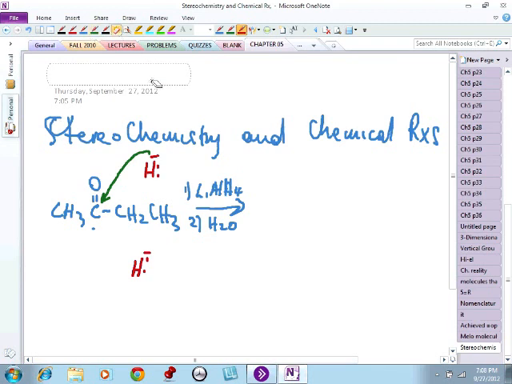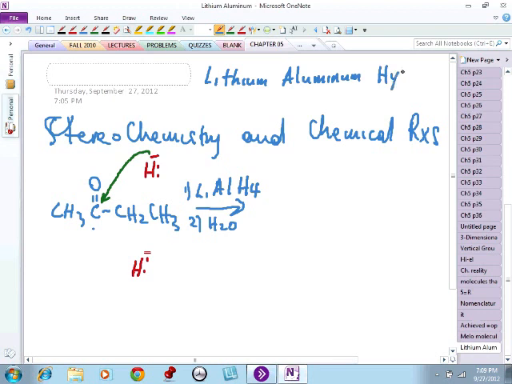Oh, let me write it better. I'm sorry, it's lithium aluminum hydride. Keep in mind the lithium aluminum hydride; you are going to see a lot of this in the future. It is a source of hydride, which is this here. And that hydride could come either from the top to attack the carbonyl carbon, or come from the bottom to attack the carbonyl carbon.